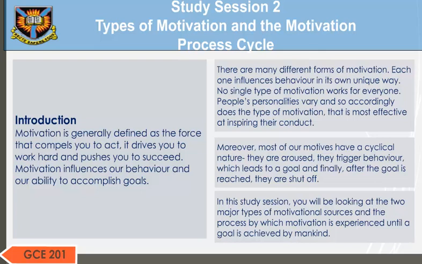Moreover, most of our motives have a cyclical nature. They are aroused, they trigger behavior which leads to a goal, and finally, after the goal is reached, they are shut off. In this study session, you will be looking at the two major types of motivation sources and the process by which motivation is experienced until a goal is achieved by mankind.